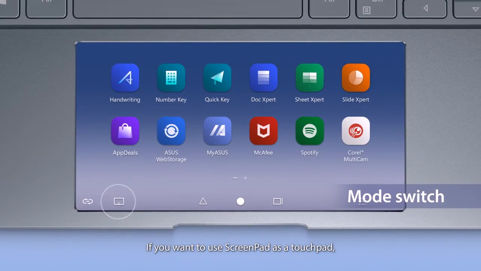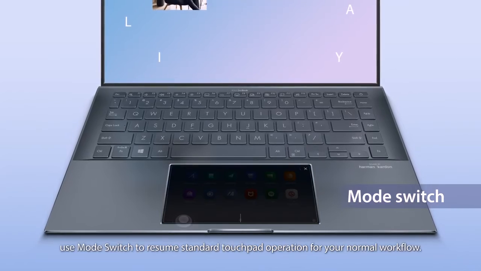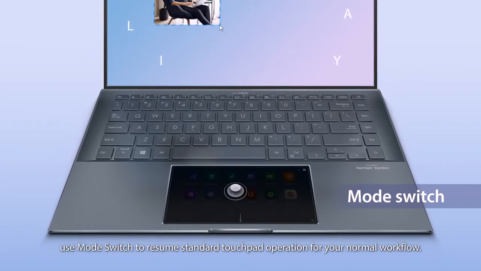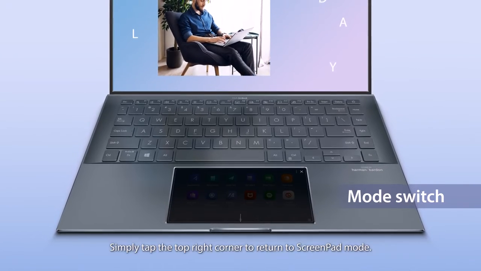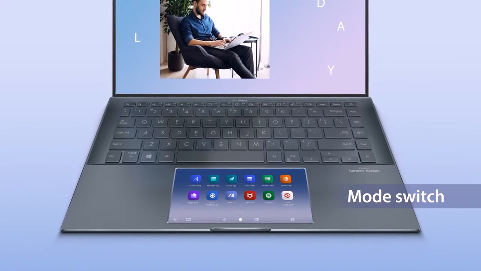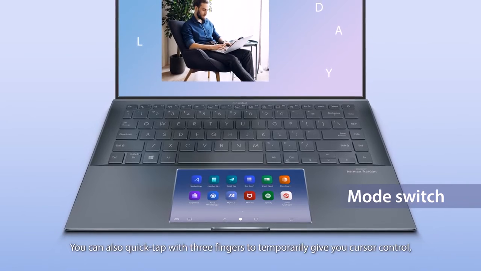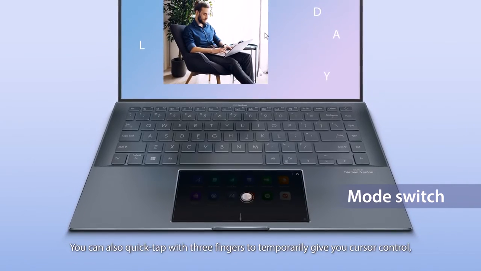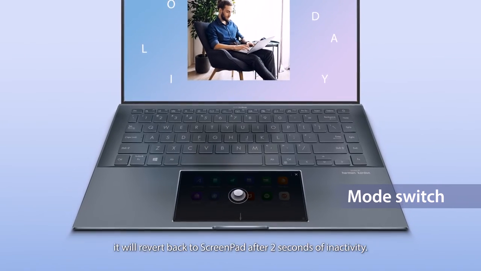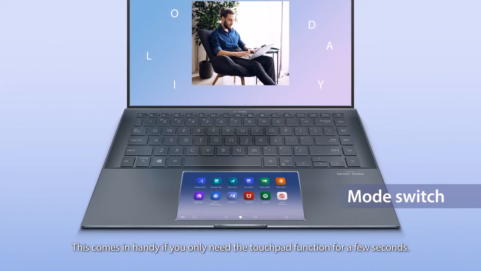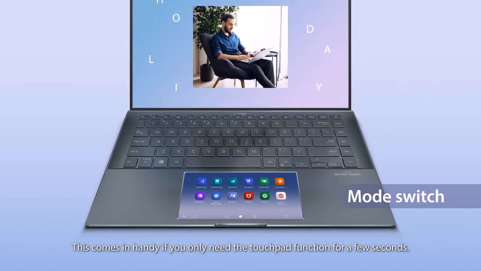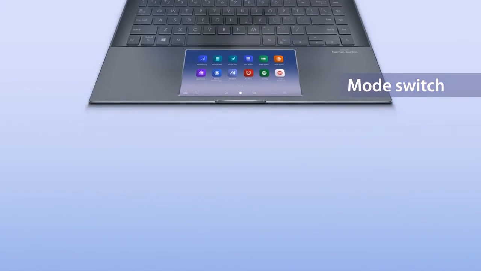If you want to use ScreenPad as a touchpad, use Mode Switch to resume standard touchpad operation for your normal workflow. Simply tap the top right corner to return to ScreenPad mode. You can also quick tap with 3 fingers to temporarily give you cursor control. It will revert back to ScreenPad after 2 seconds of inactivity. This comes in handy if you only need the touchpad function for a few seconds.